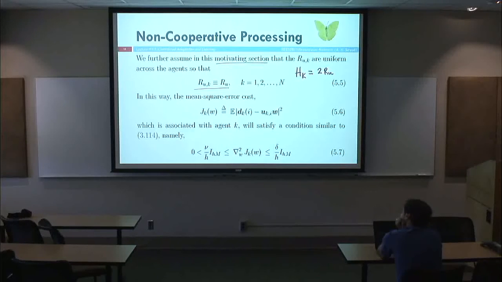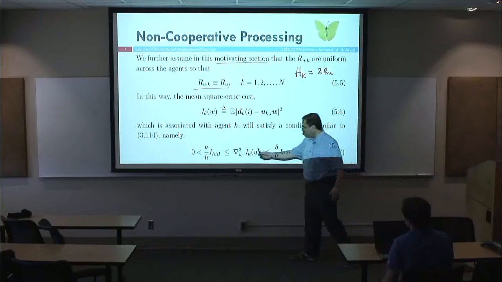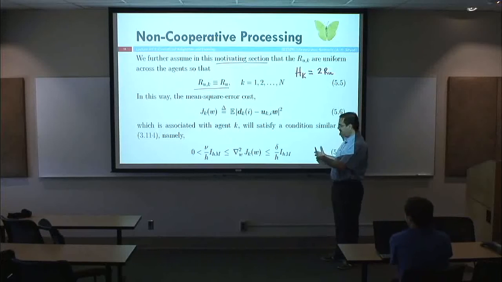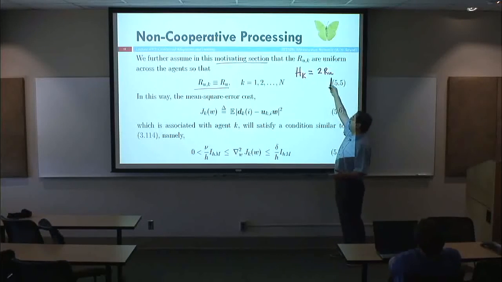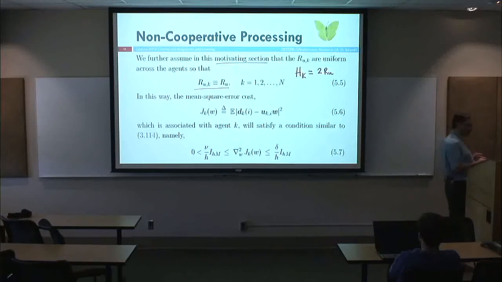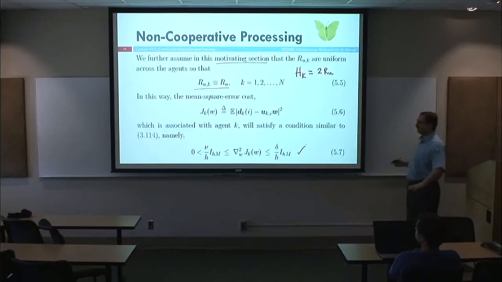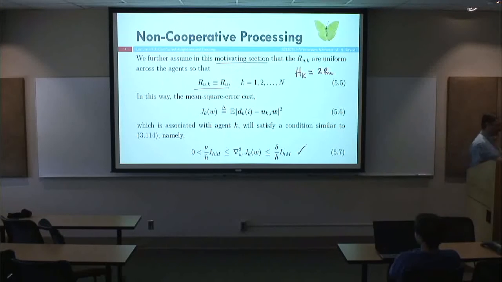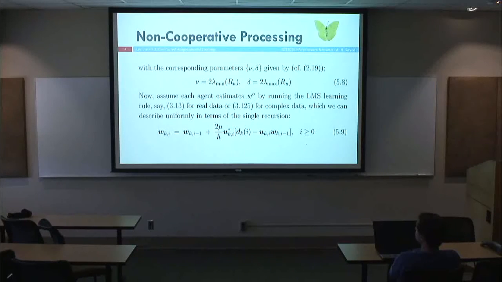And because I'm dealing with mean square error costs, obviously the Hessian matrix, which is a constant, will be bounded from below and from above by some nu and some delta. And these are related to 2 times the lambda max of RU, 2 times the lambda min of RU. So this condition is satisfied because the performance results we derived last time assume that this condition is satisfied. So I'm just reminding you that it is satisfied in this case. And this is the nu and this is the delta.